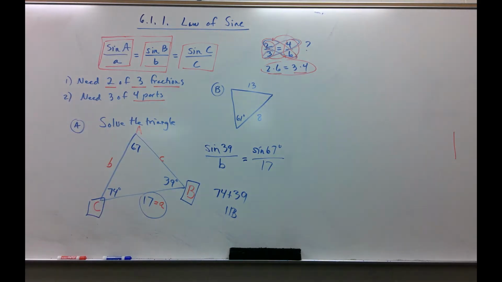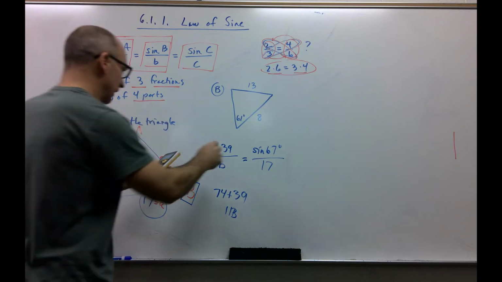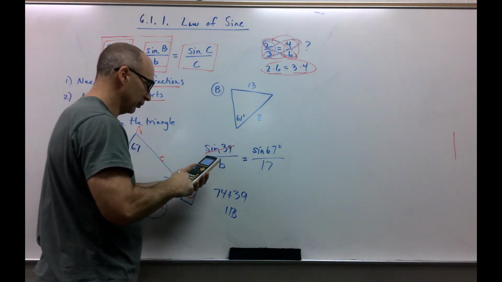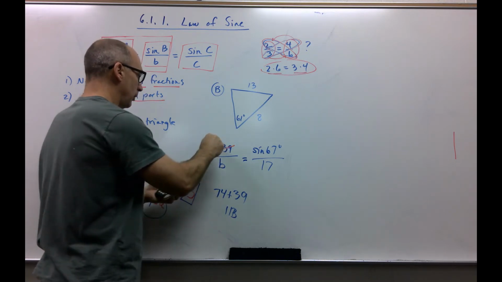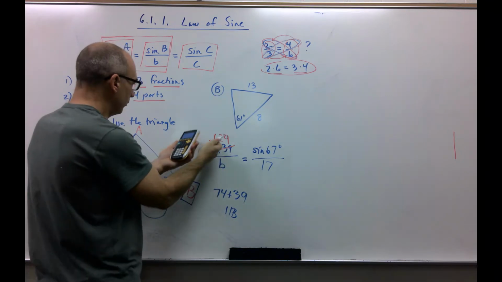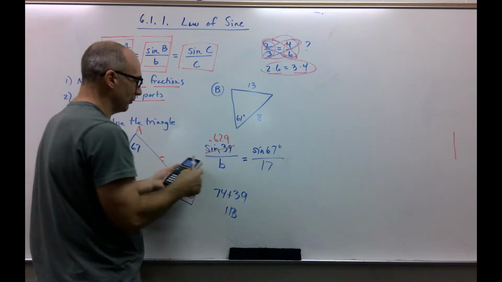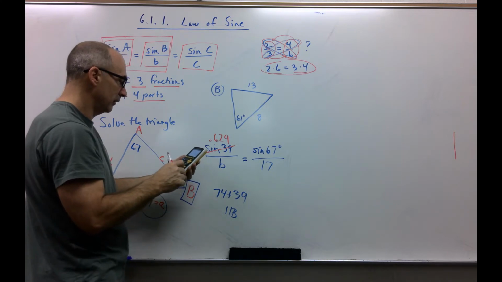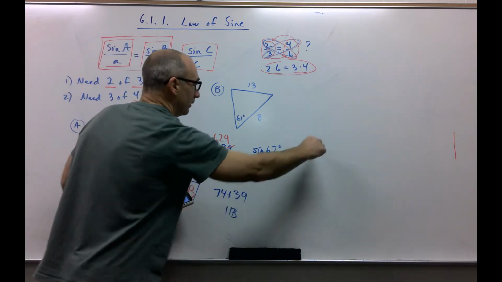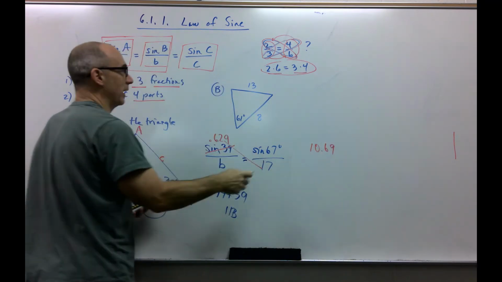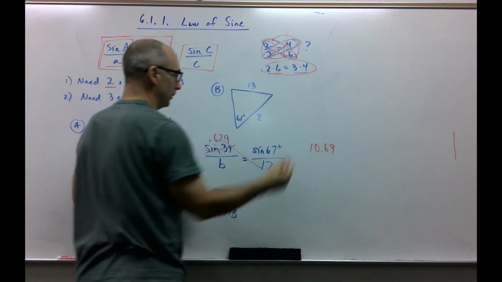So get your calculator out. We're going to take a look at sine of 37 degrees. Make sure your calculator's in degree mode. 0.629. A lot of students freak out like, how much rounding? Don't do too much rounding. But, times 17, 10.69. So I get 10.69 by multiplying this way. That's what we were talking about up here.